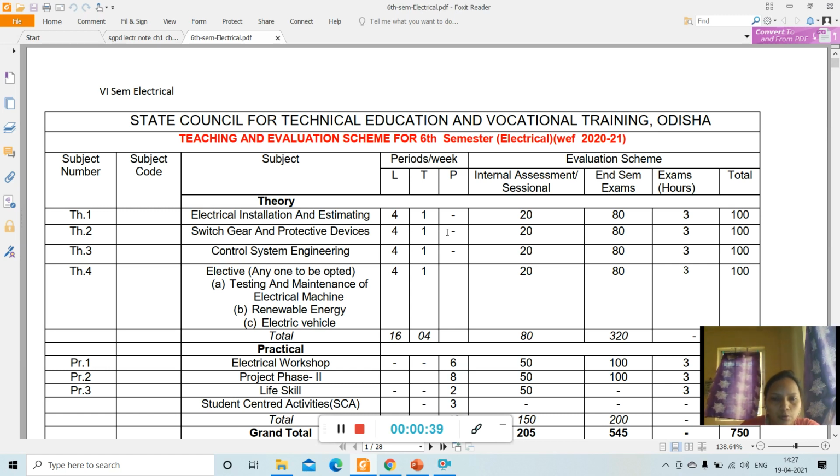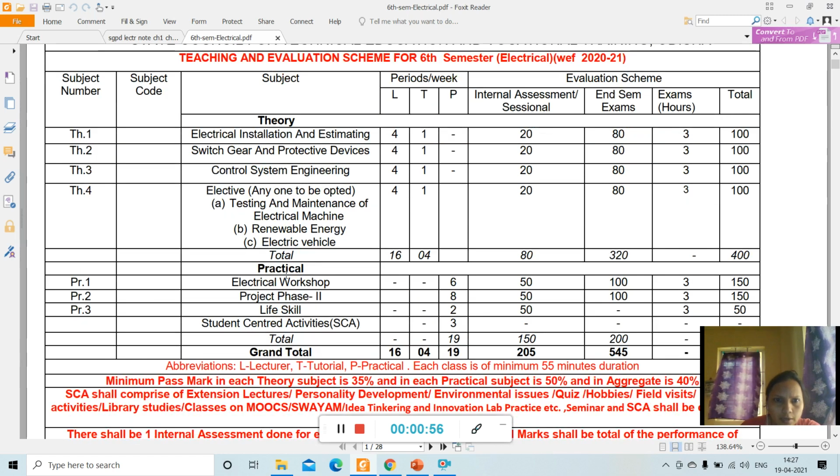Okay, so we are taking online classes as well as I will upload video classes for this subject, and here these are the details about the theory subjects which you have studied in this semester. Okay, so let's go directly to the SGPT part.